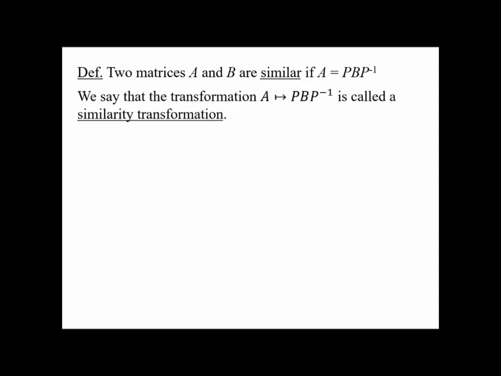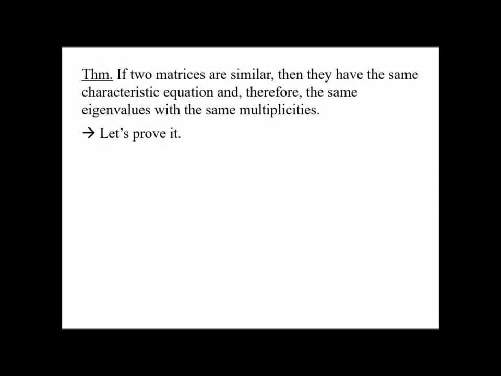And I'm sorry, this is a mistake. There should be an A here. So making that change from A to P inverse A P is called a similarity transformation. Again, a transformation takes one matrix and turns it into a new one. If it changes it into a new one that is similar to the original, then we say that it's a similarity transformation. That's it. One property for now anyway: if two matrices are similar, then they have the same characteristic equation.